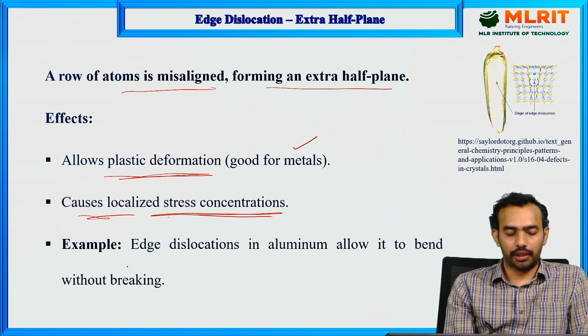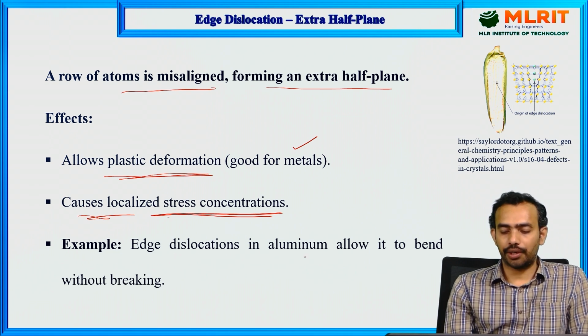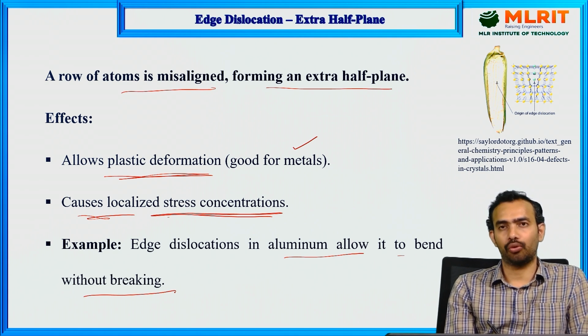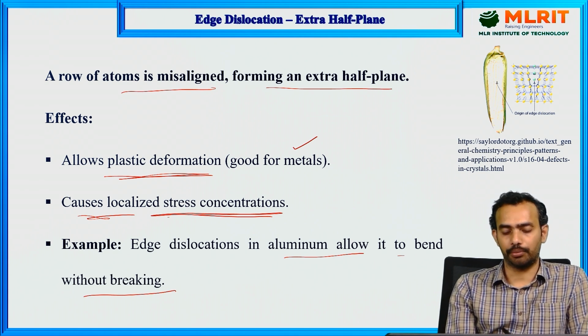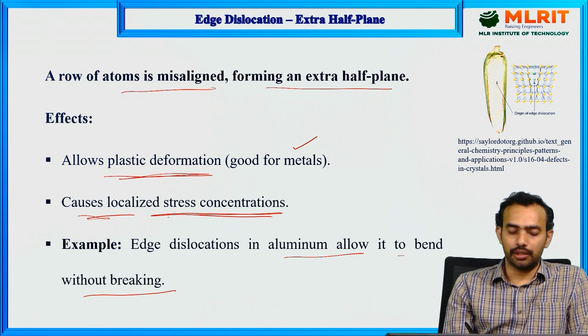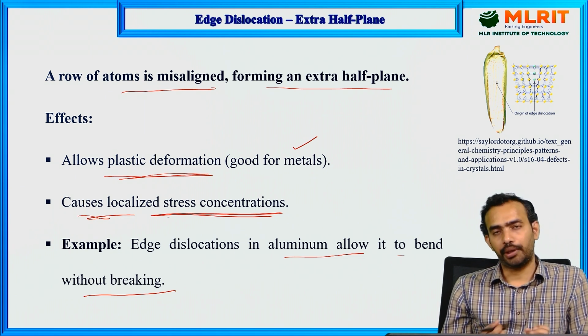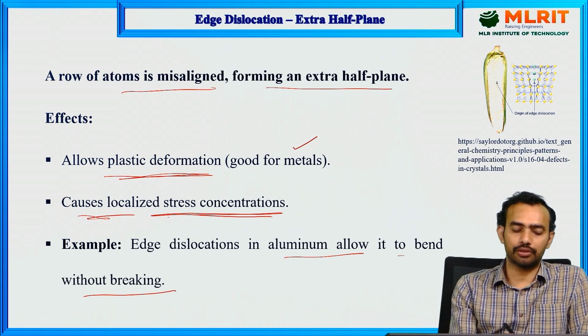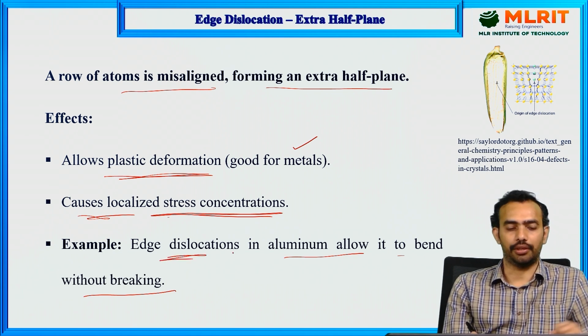If you look at an example, edge dislocations in aluminum allow it to bend instead of breaking. Aluminum is known for its ductility, so it shows very good ductility. Instead of breaking, the material tends to bend more because of the presence of edge dislocations in the material.